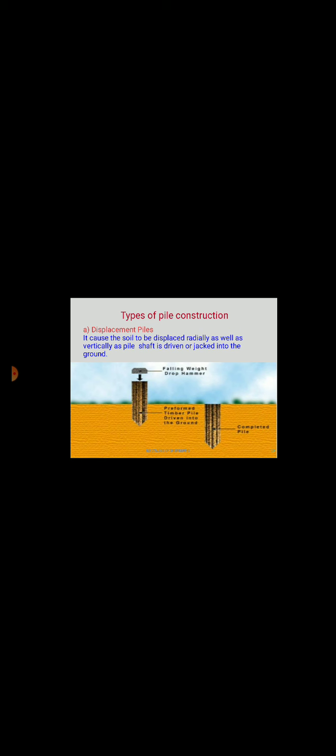Next slide. Types of pile construction. First type is displacement piles. It causes the soil to be displaced radially as well as vertically as the pile shaft is driven or jacked into the ground. Non-displacement piles or replacement piles cause the soil to be removed and the resulting hole filled with concrete, or a precast concrete pile is dropped into the hole and grouted in.